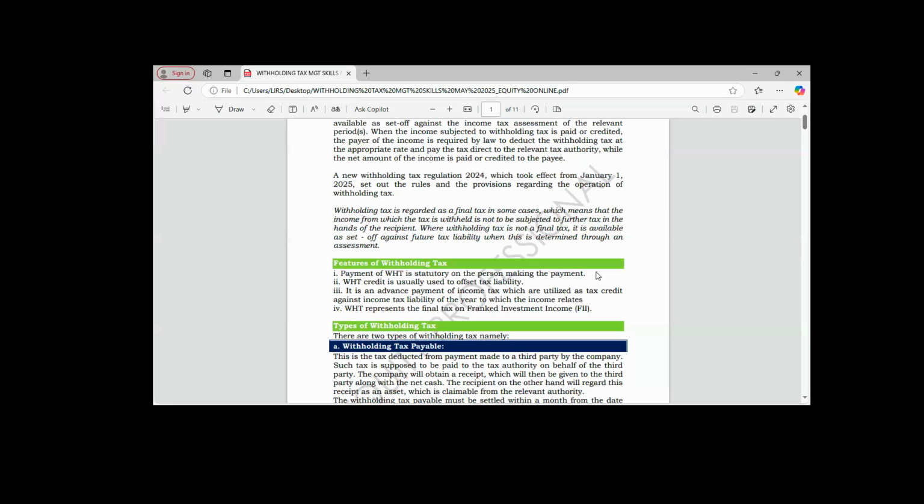There are some incomes that are regarded as franked investment income. An example of such income is dividend. So for that income, any withholding tax you suffered on it is final. It is not going to be available as a set-off against further tax liability. So any withholding tax suffered on that income, regarded as franked investment income, is final. So that is the position for the withholding tax.